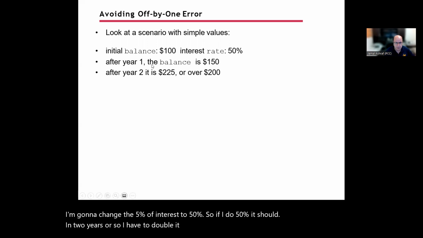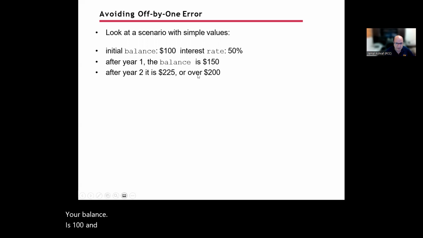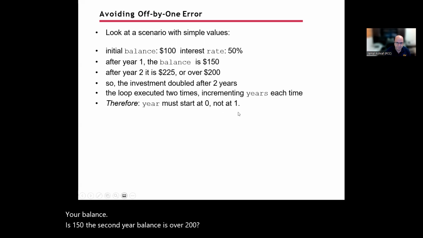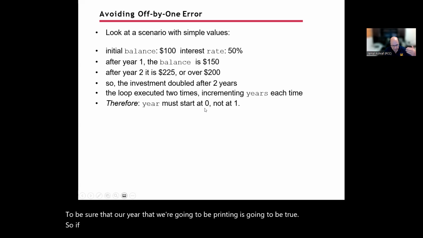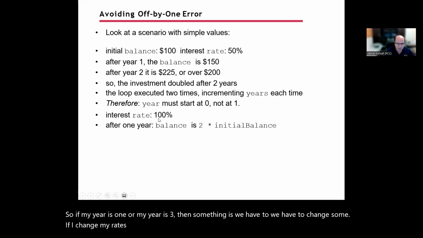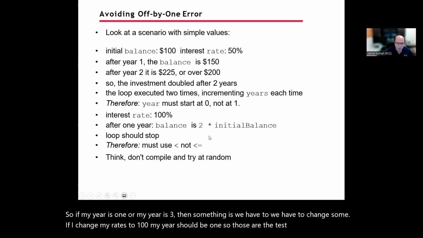So the first year balance is 150, the second year balance is over 200. Now we're checking these to be sure that the year that we're going to be printing is going to be 2. So if my year is 1 or my year is 3, then we have to change something. If I change my rate to 100%, my year should be 1. So those are the test cases we're going to do to be sure it's correct.